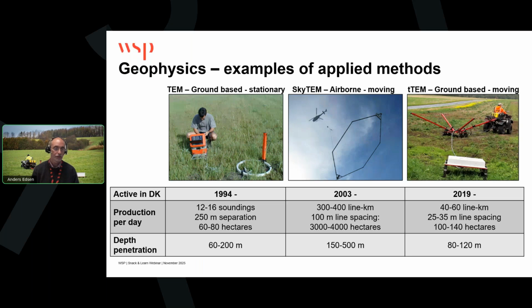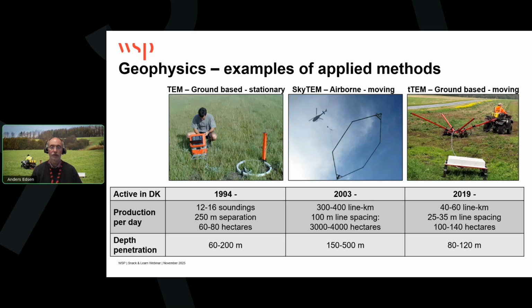From 2003, the SkyTEM method, which is an airborne transient electromagnetic method, was developed and employed in the Danish context. The production is 300 to 400 line kilometers, and with a 100-meter line spacing, that equals 3,000 to 4,000 hectares. Again, depth penetration differs depending on which system layout you use, but is between 150 and 500 meters, again depending on which geology is present at the site.